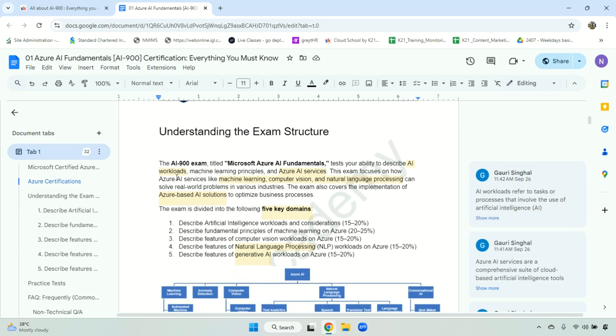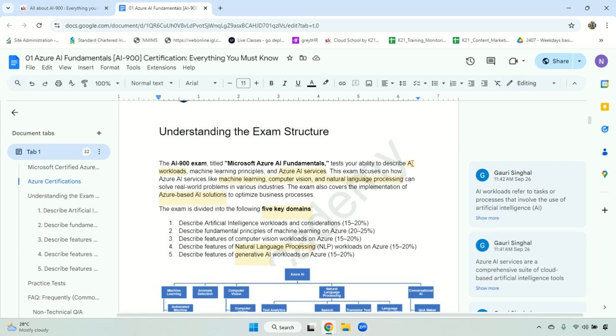So the AI-900 exam is titled Microsoft Azure AI Fundamentals, which means that anyone who goes for the AI-900 certification gets the title of Microsoft Certified: Azure AI Fundamentals. This is the certification name associated with this particular course. This course tests your ability to describe AI workloads.